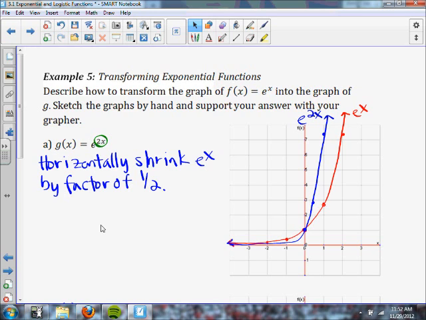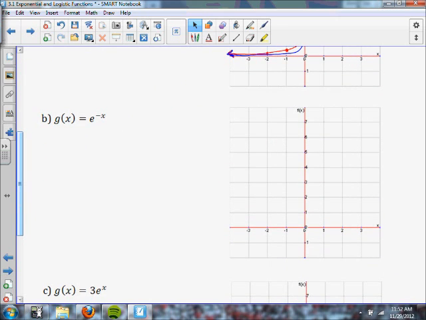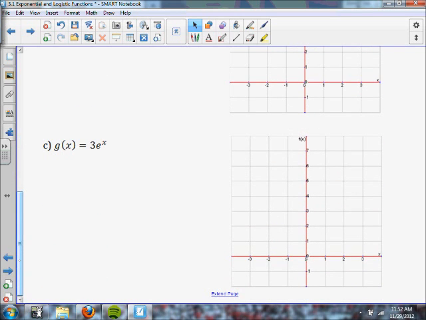Okay. Are there any questions on example 5a, what we have to do? Okay. Now, if we look at example 5b, what is this? Where is this going to reflect? X-axis or y-axis? This will reflect on the y-axis, okay? So it'll look just like the previous example. What is the 3 going to do? It's going to be a vertical stretch by a factor of 3. So we're going to multiply all of our y values by 3. Okay?